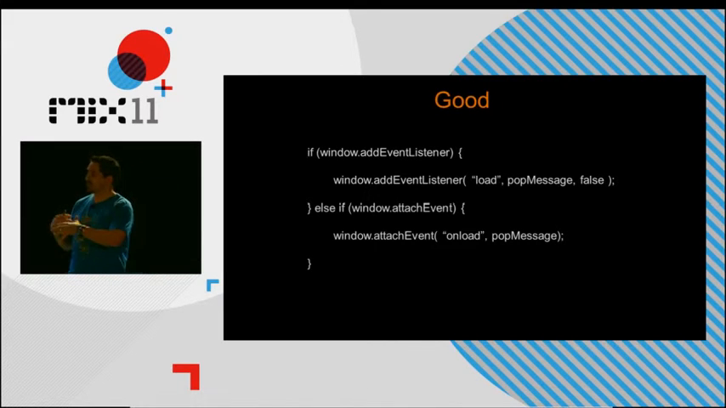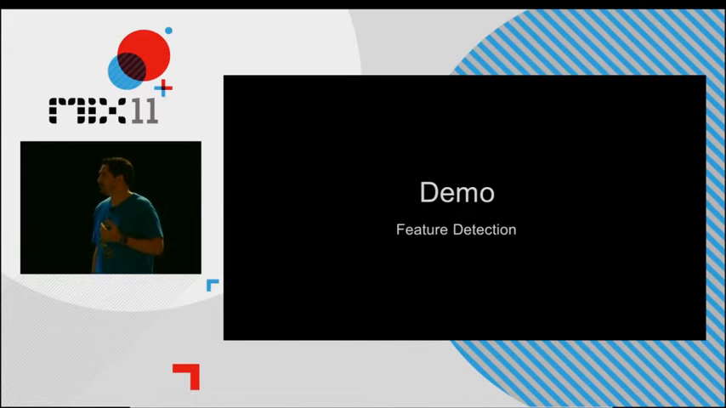That way, if a browser should happen to deprecate a feature, let's say, God forbid, that Microsoft decides they don't want to support attachEvent anymore in IE 10, 11, or whatever it is, your code won't break. All right? You want to try to use feature detection going forward. So let me show you a quick demo of how this would look.